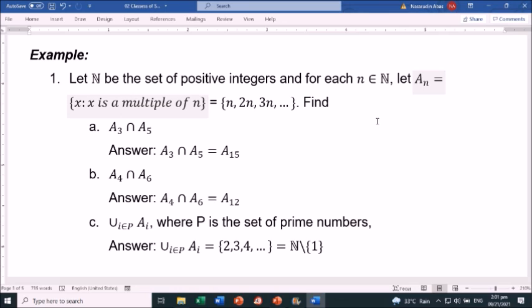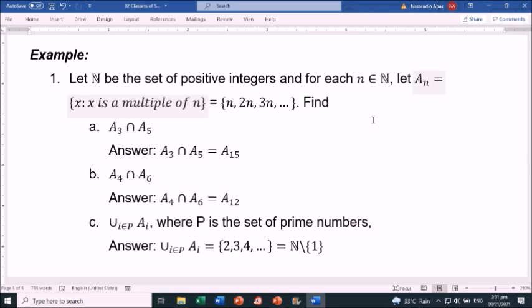For the letter B, same method. For the intersection of the set A sub 4, wherein the elements are multiples of 4, and then A sub 6, the elements are multiples of 6. The intersection of these sets is the set containing the elements of multiples of 12. Take note, 12 is the least common multiple of 4 and 6.